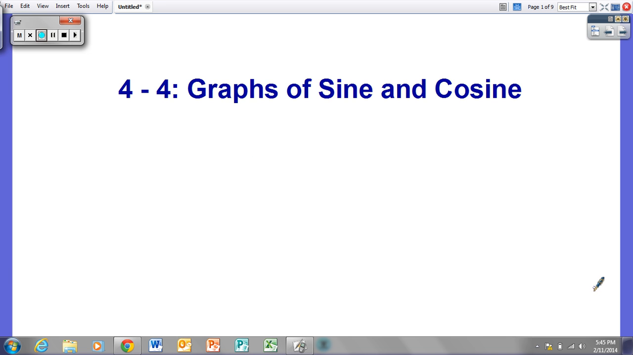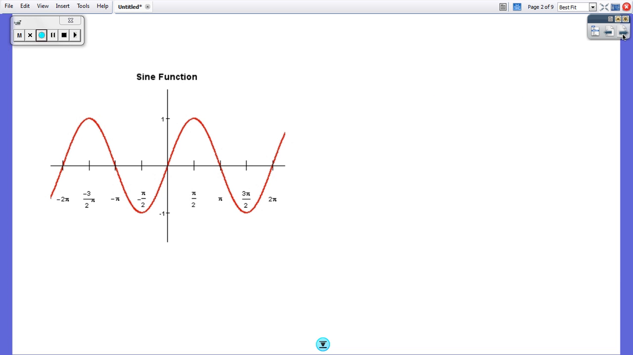Alright, this is section 4.4. We're going to be talking about the graphs of sine and cosine in this section. So first we're going to talk about the sine function, and we write this as f of x equals sine of x. That's how you'll generally see the basic function.